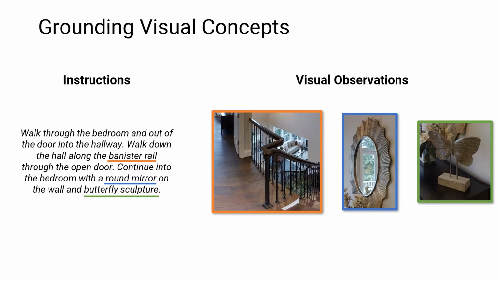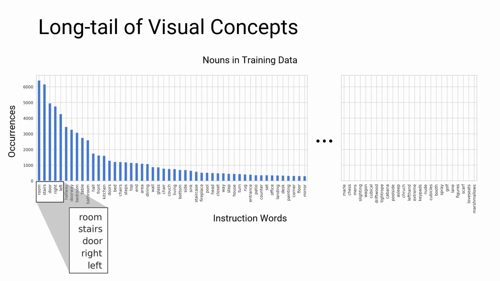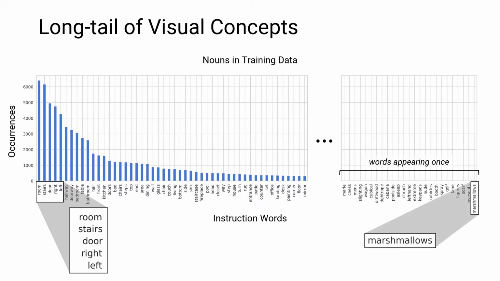However, there's a long tail of these kinds of concepts that we might want our agents to recognize. For example, here's a histogram of nouns in the VLN training data. We see a long tail here, with the words to the right occurring only once. In prior work, VLN agents typically learn visual grounding primarily from this dataset. So if you want these agents to find the marshmallows, you're probably out of luck. The question is, how do we learn visual grounding for these types of rare concepts?